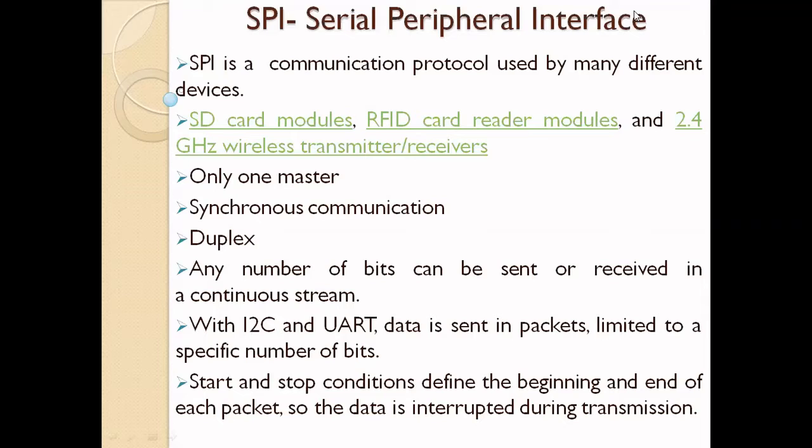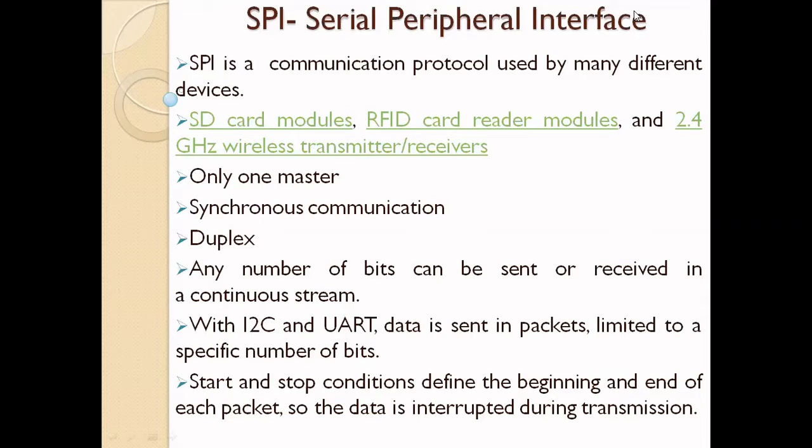What is meant by SPI? SPI means Serial Peripheral Interface. In the last class, I explained about the I2C bus. In the first unit, I explained about serial communication. So first, what is meant by SPI? SPI is a communication protocol. It is used to transfer data between two devices.